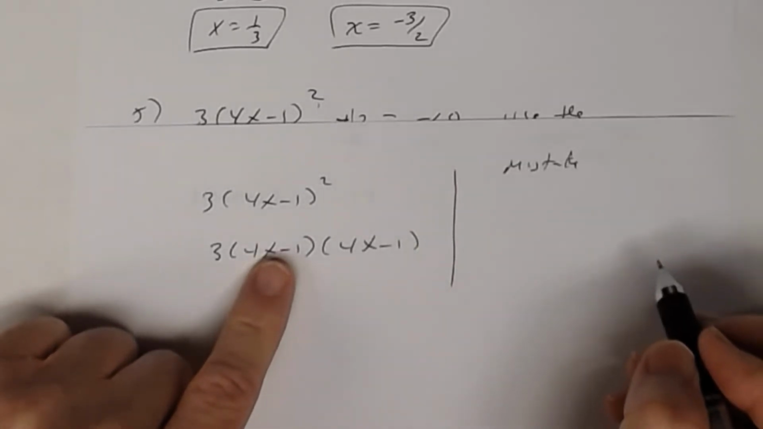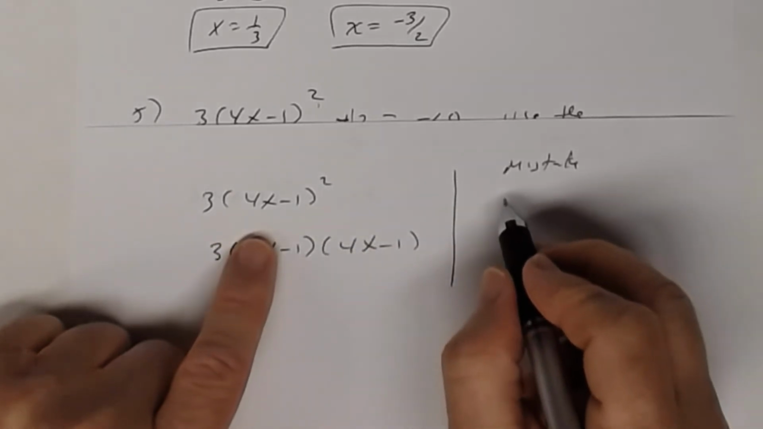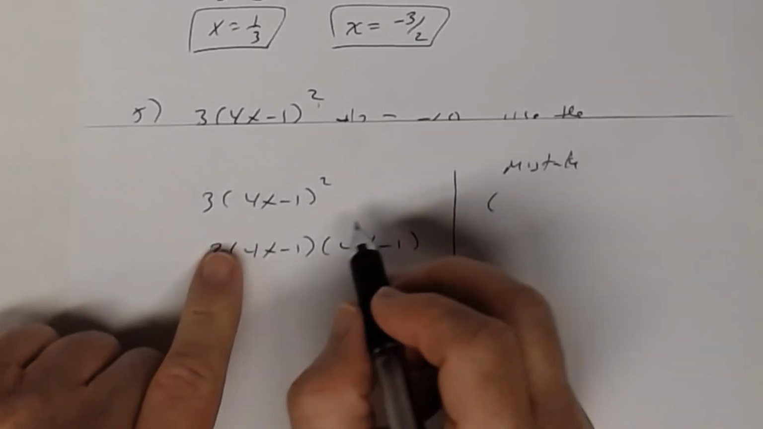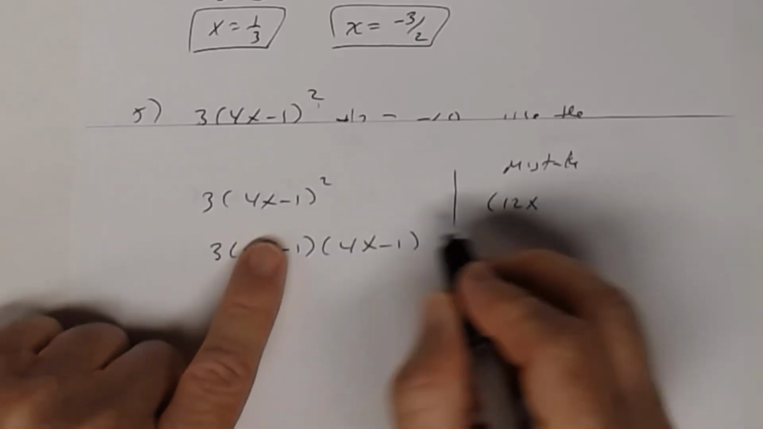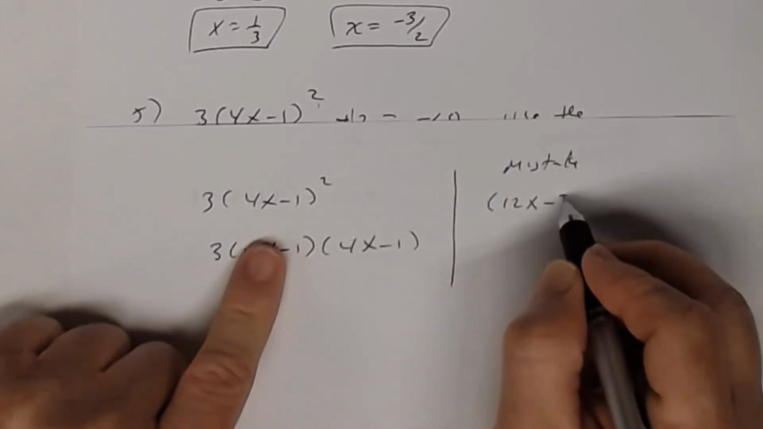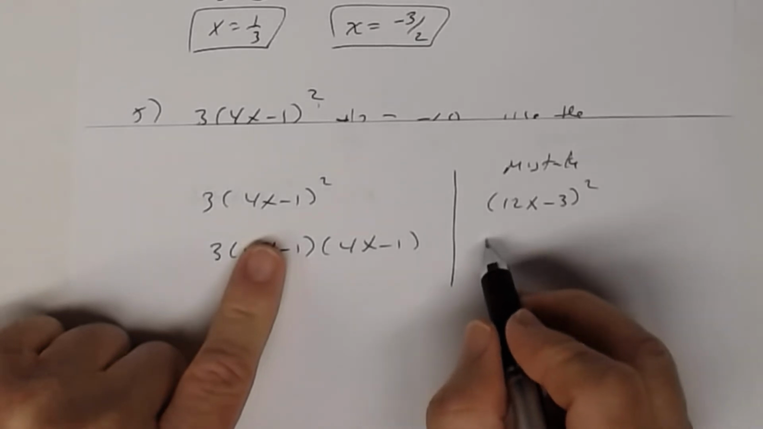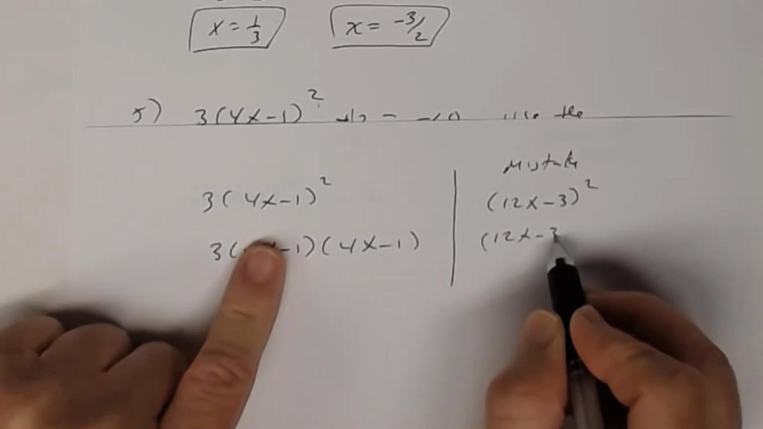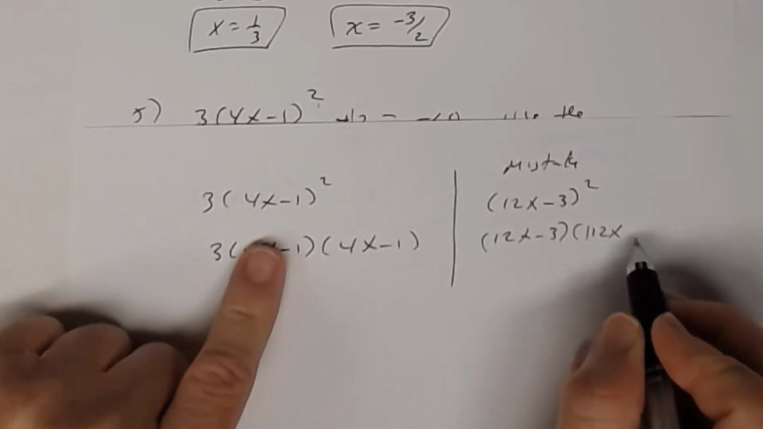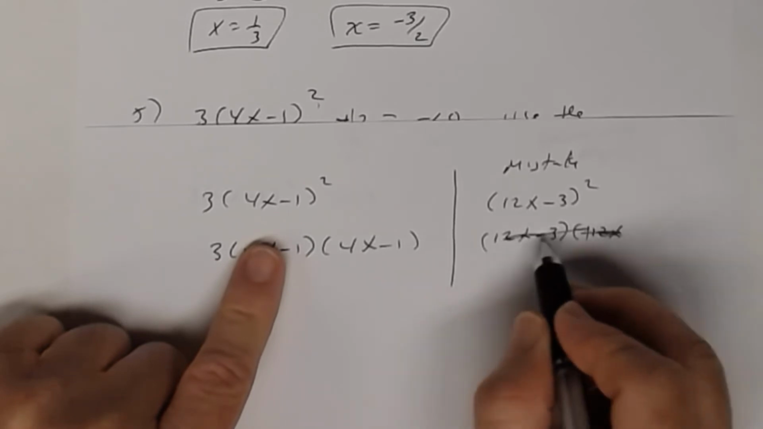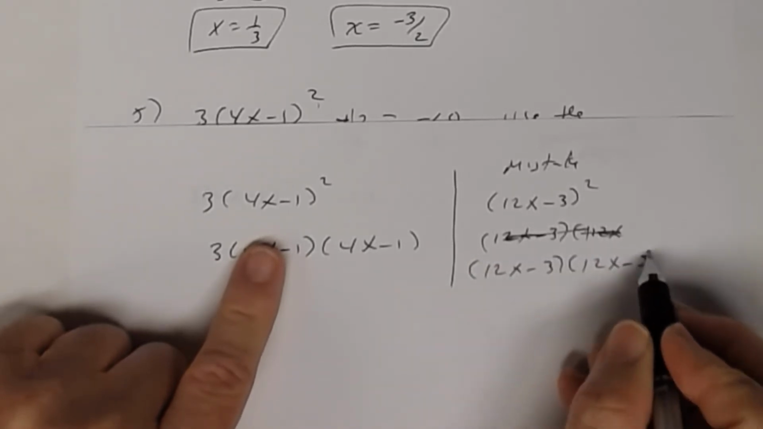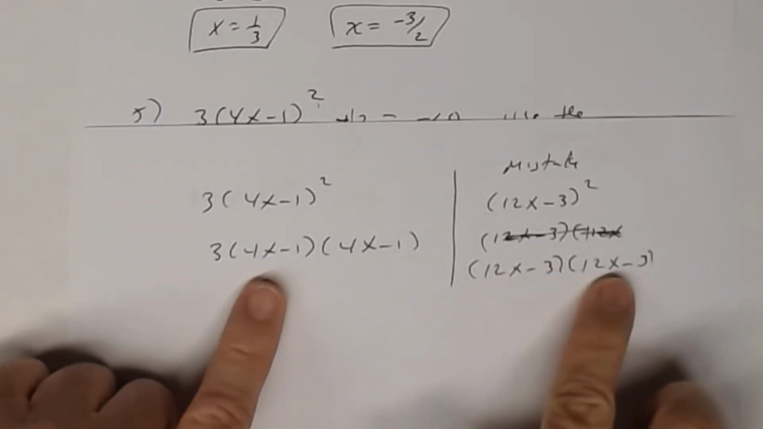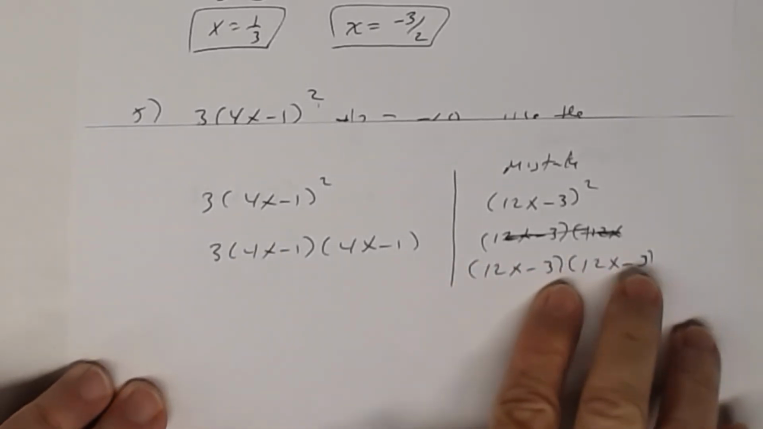Suppose someone made the mistake and distributed first. So they would say 3 times 4x is 12x, and then 3 times negative 1 is negative 3, and then squared. So now they would have 12x minus 3 times 12x minus 3. Well, we should notice though that this part here is not the same as this.